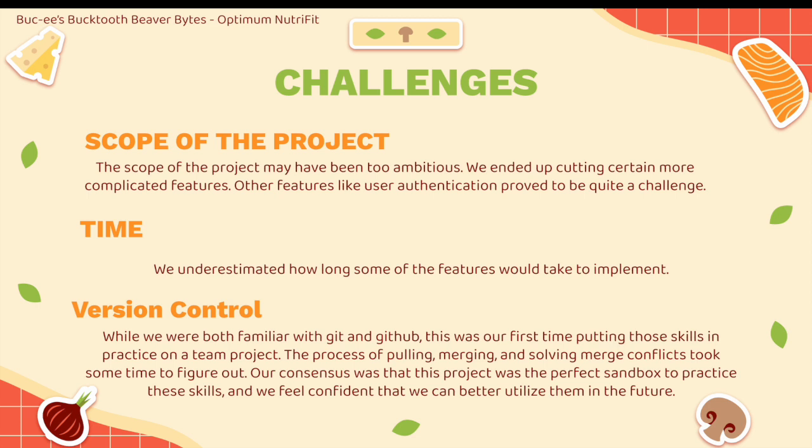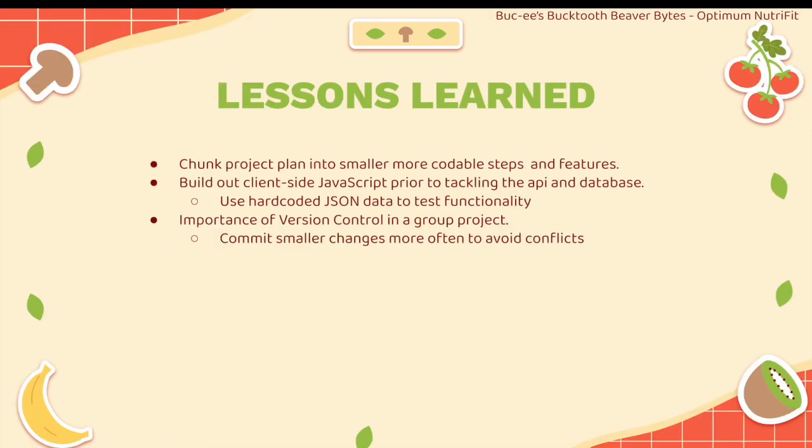And finally, the last challenge we encountered was with version control. We were both pretty familiar with Git and GitHub, using it on our own, but this was really our first time putting those skills to the test in a team project. We had a little bit of trouble with solving merge conflicts and everything that comes along with that. So that took us some time to figure out, but we did eventually figure out and came up with a nice workflow.